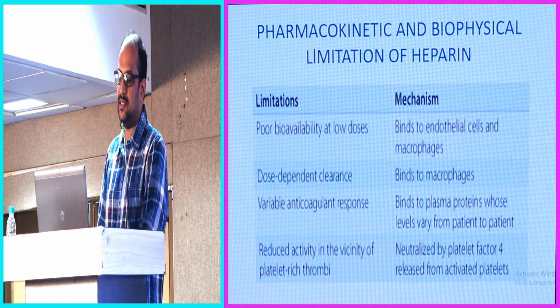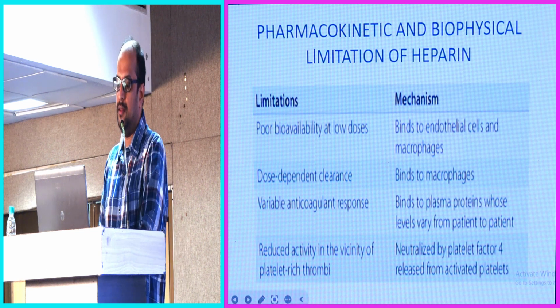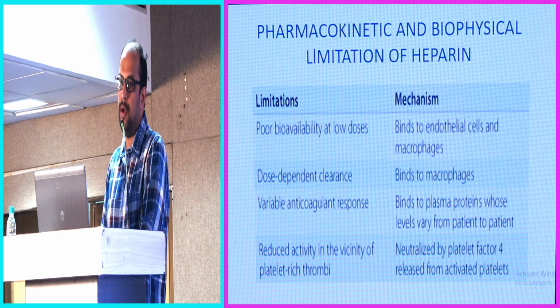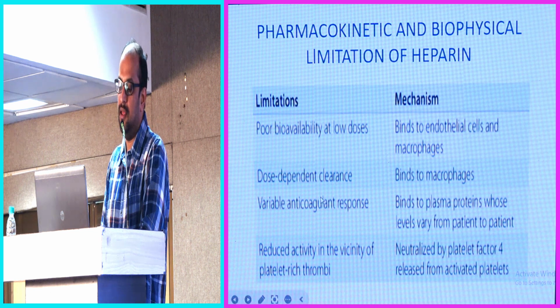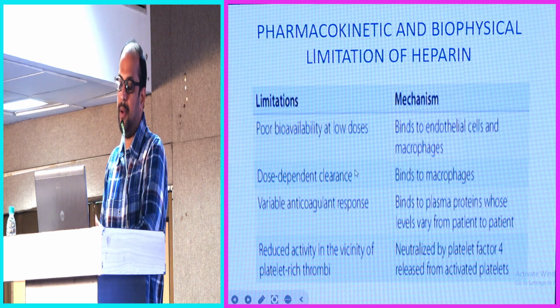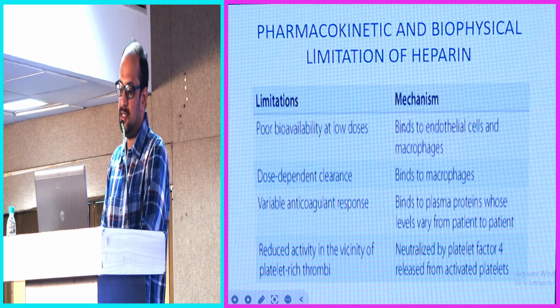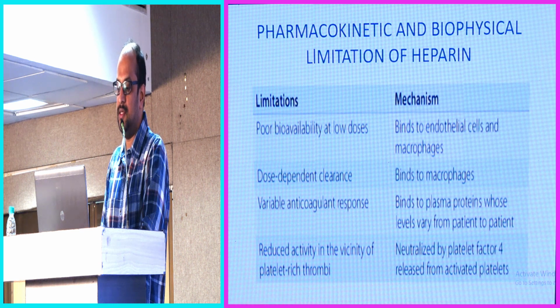So what are the limitations of heparin? The first limitation is it has very poor bioavailability at a low dose. If you give a small amount of heparin to anyone, initially it will bind to all the endothelial cells and macrophages, and it will not be available for effective anticoagulation. And if you give a lot of heparin, as I said, initially all the heparin will be bound to the endothelial cells, and the remainder will be available for anticoagulation. So one limitation is poor bioavailability at low dose, and it has dose-dependent clearance.